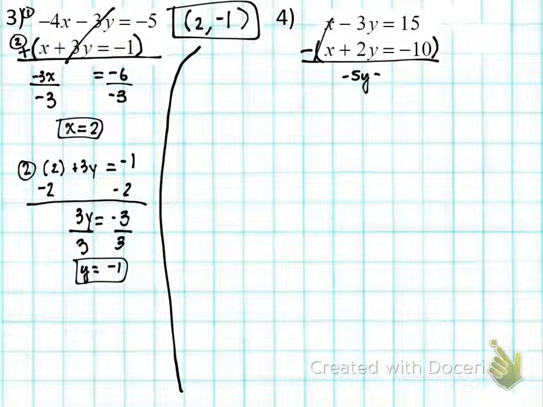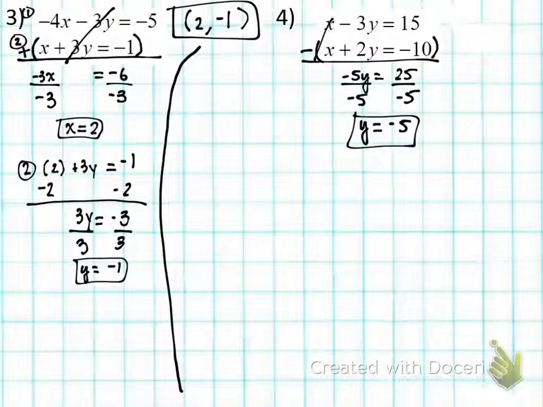What's 15 minus a negative 10? Positive 25. Simple adding and subtracting, right? You guys are still making mistakes there. I'm telling you, you have to work that out. What's 15 minus negative 10 again? 25. Then we divide both sides by negative 5. So y is equal to negative 5. That's the first part.